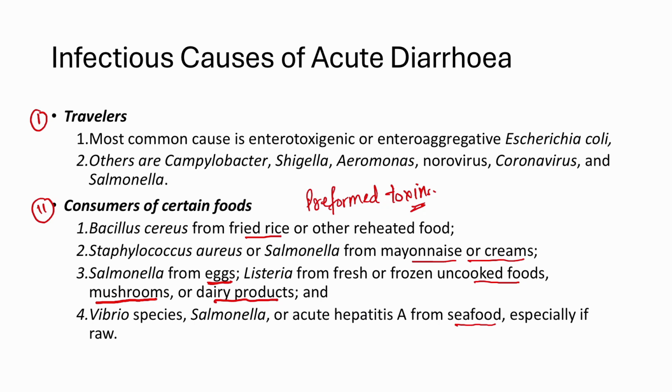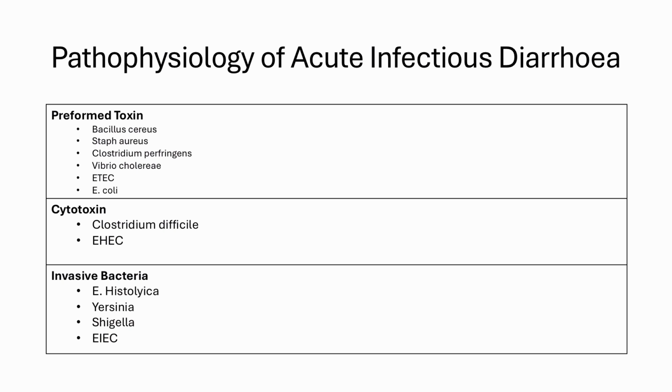Now we will come to the pathophysiology of acute infectious diarrhea: how do these different organisms cause diarrhea, what is the pathophysiology, and what are the signs and symptoms of different organisms, so that you can get an idea from the clinical history and presentation of a patient what organism could be underlying the cause of this diarrhea. So the first category here is the preformed toxins.